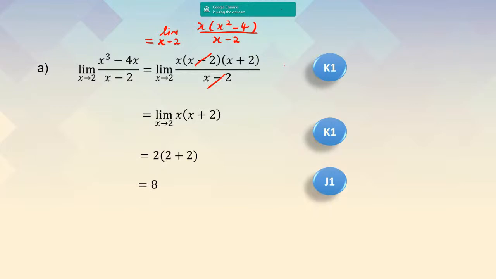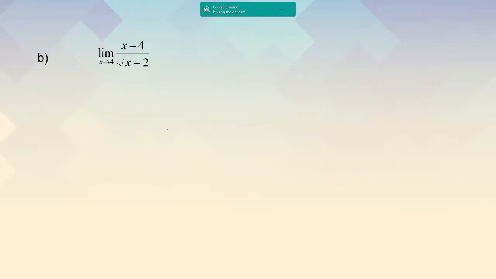So the marks here: the first one is for factorize and simplify, and then the next mark is for substitute, and then the answer. Okay, so next, number 1B.